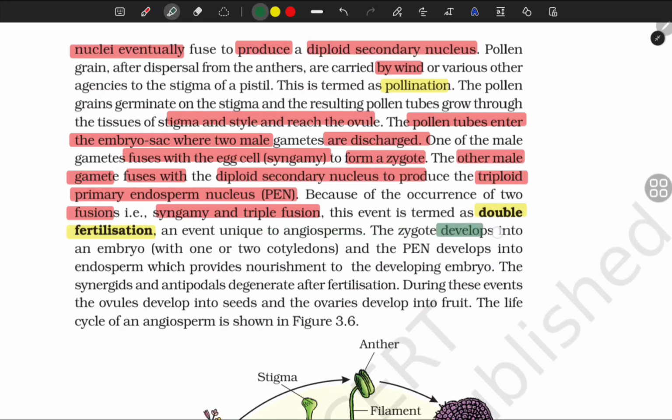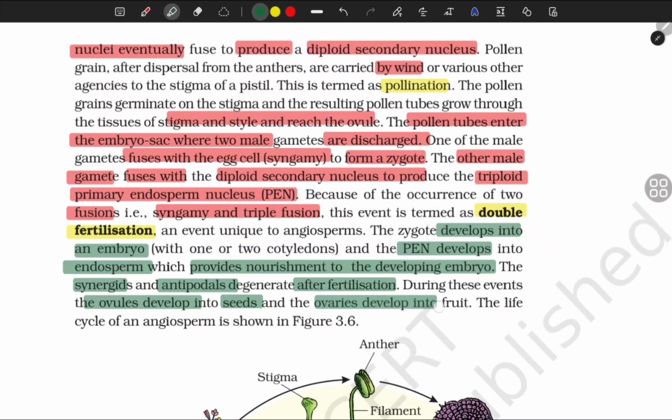The zygote develops into an embryo with one or two cotyledons, and the PEN develops into endosperm, which provides nourishment to the developing embryo. The synergids and antipodals degenerate after fertilization. During these events, the ovule develops into seeds and the ovaries develop into fruits. The life cycle of an angiosperm is shown in figure 3.6.